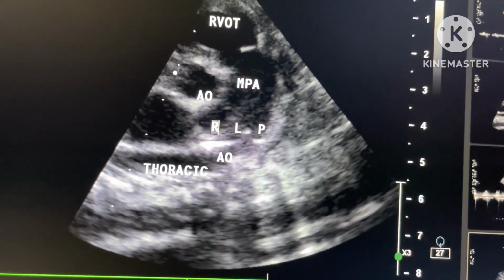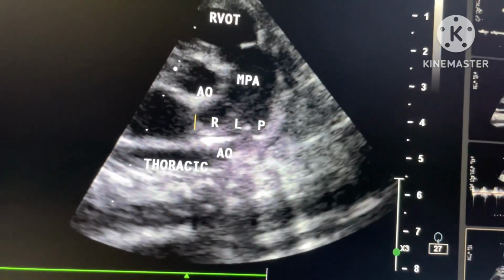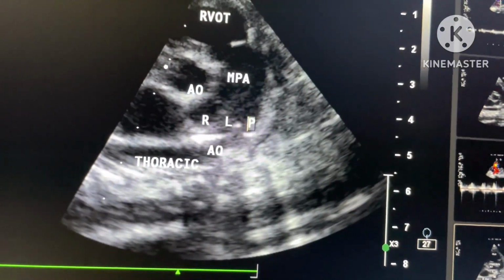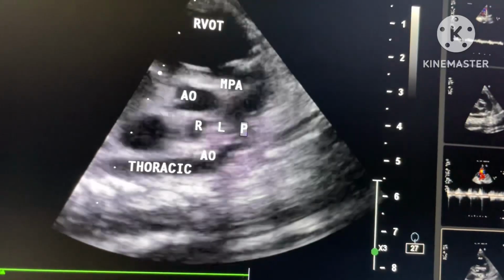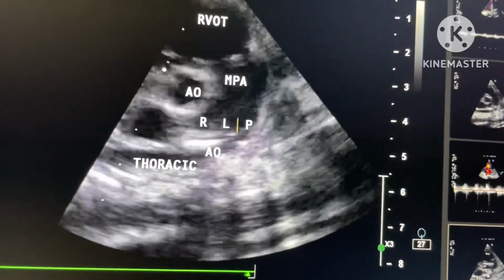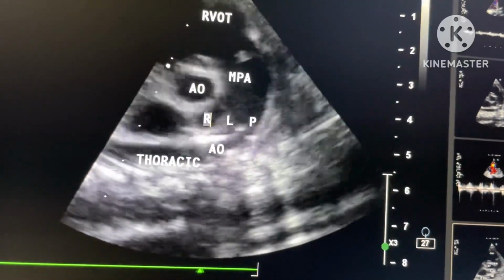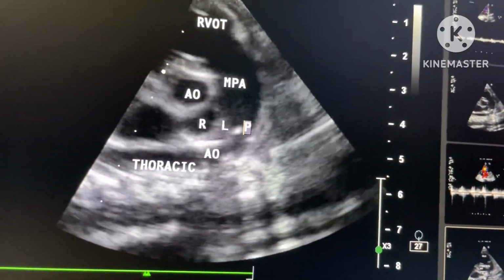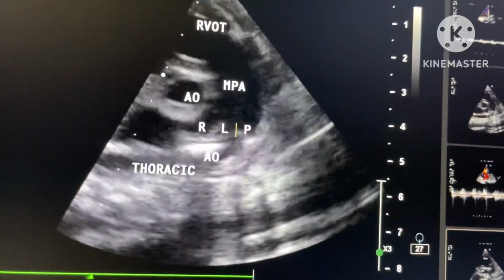So whenever you find 3 branches coming out from main pulmonary artery, from the right side, first is right pulmonary artery, second is left pulmonary artery, and most lateral one is PDA. Whenever you find the most lateral branch communicating main pulmonary artery with aorta, that is patent ductus arteriosus. Whenever you have confusion, try to find out all the branches coming out from main pulmonary artery. If you find 3, most lateral one is PDA. You can see this is the PDA. This is right pulmonary artery branch. This is left pulmonary artery branch, and this is PDA, patent ductus arteriosus.